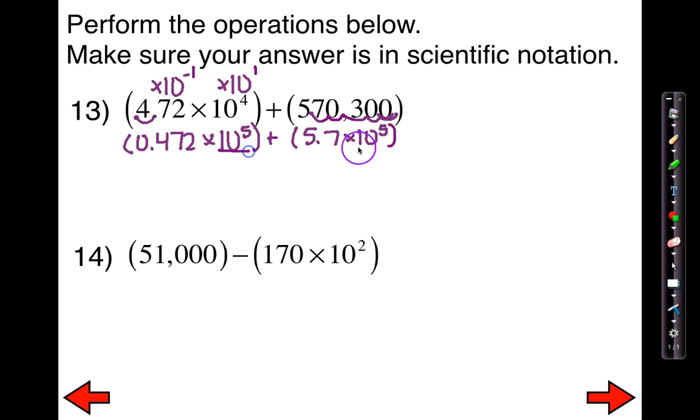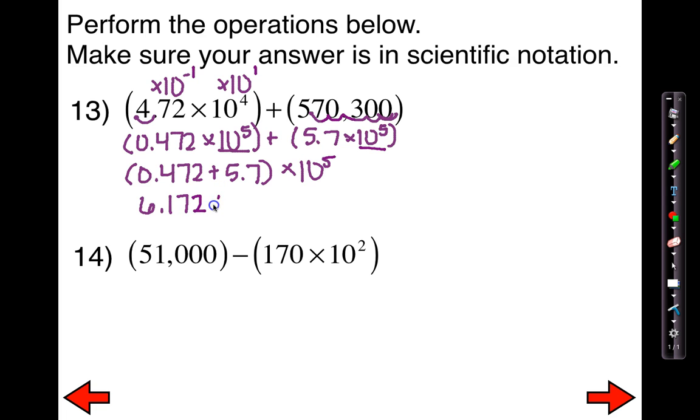Now that we have the same base raised to the same exponent, I can go ahead and combine the coefficients together, leaving me with 0.472 plus 5.7 times 10 to the 5th. This I can go ahead and do in my head, but I definitely encourage you to actually show your work. I'm going to be left with 6.172 times 10 to the 5th power.